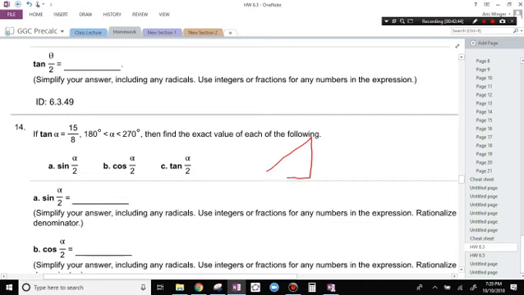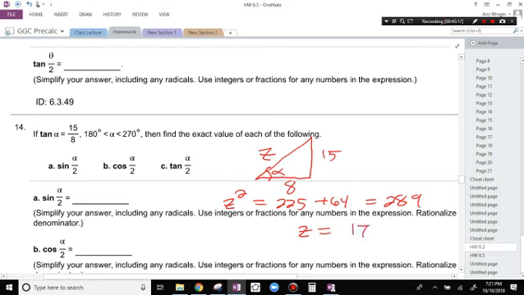It's quadrant 3, alpha. Tangent is 8 over 15. I think it's 17. Is it 8, 15, 17? Z squared equals 225 plus 64, 289, is equal to, is it 17? Yep, 17. All right. So then sine of this angle is 15 over 17.